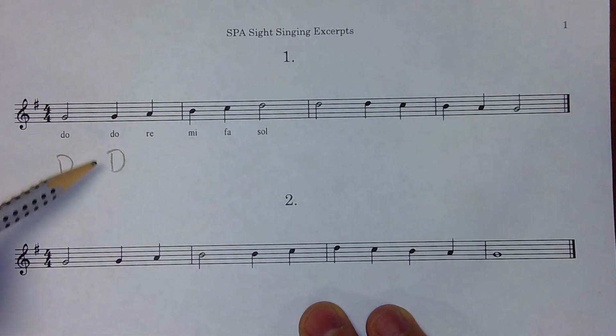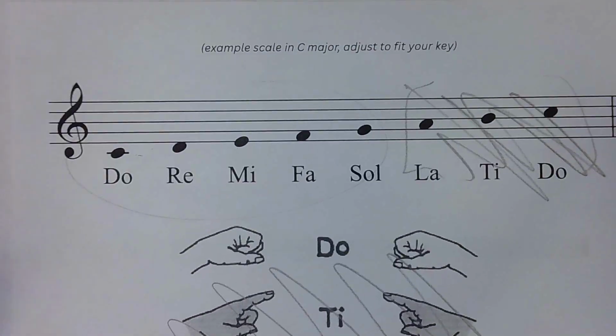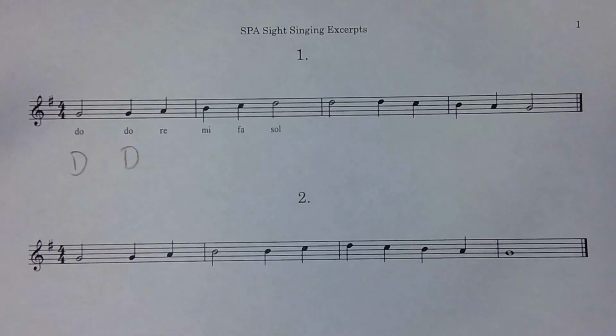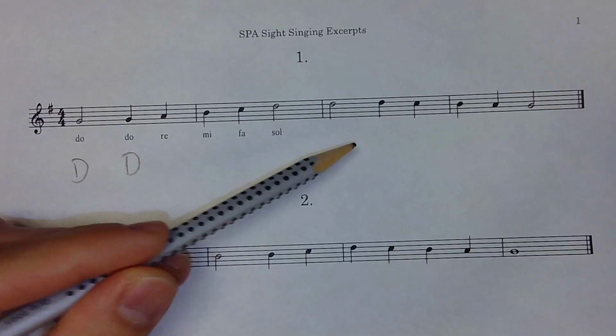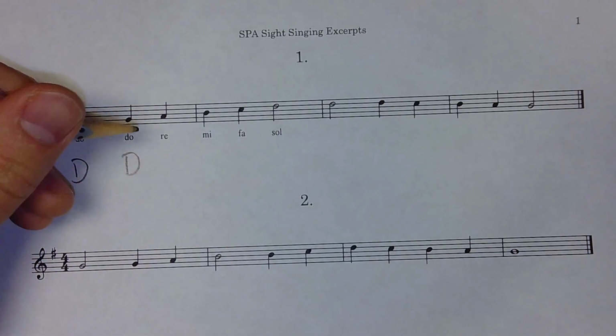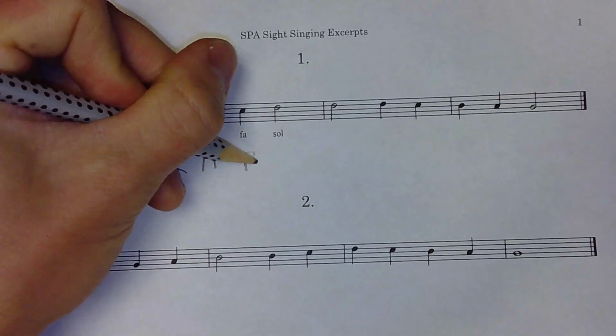You can just know that if they go up, you're going to go up from do to re, re to mi, mi to fa, fa to sol. And every time there's a note like up here, that's another sol. So I've got do, do. I'm going to go up a step. Do, re, mi, fa, sol.